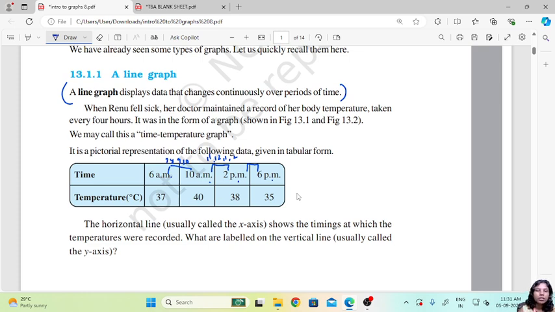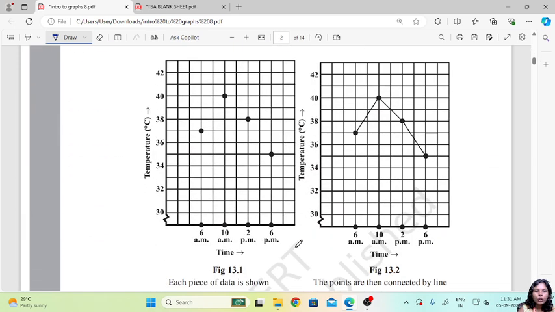So now if you look here, what you see is that the vertical line that we have, we call it the y-axis. The horizontal line we call the x-axis. So on the x-axis we have the time that is given, and on the y-axis we have the temperature that is given.